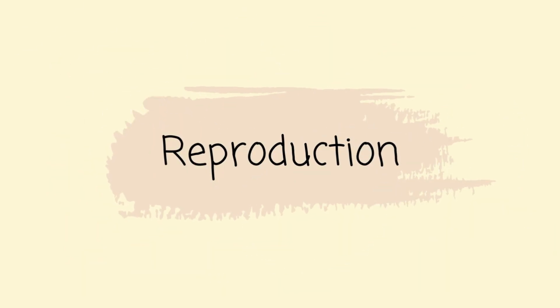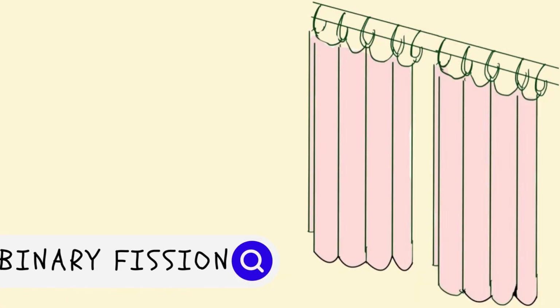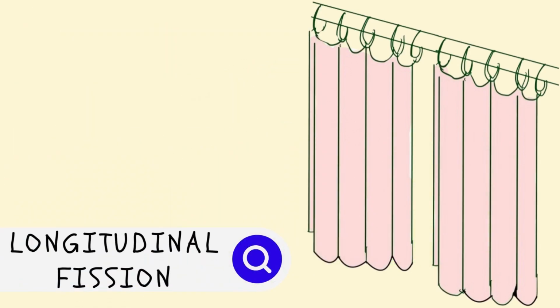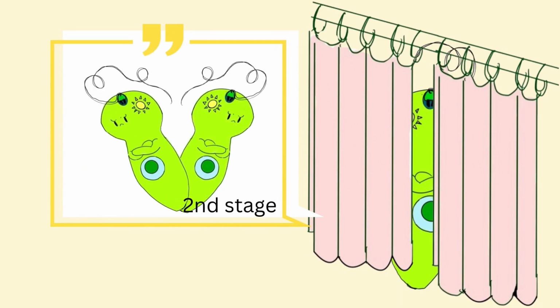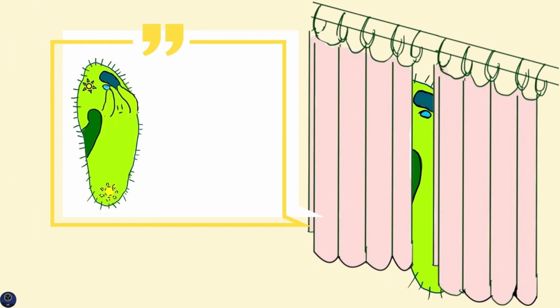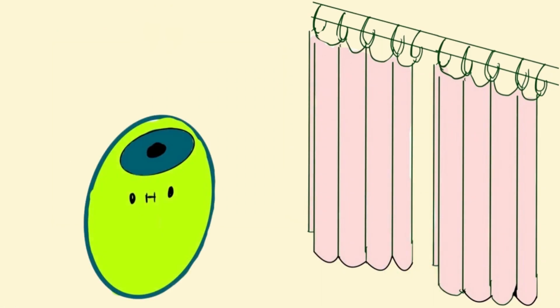So, how do protozoas reproduce? Protozoa mainly reproduce asexually through binary fission, longitudinal fission, transverse fission, and budding.